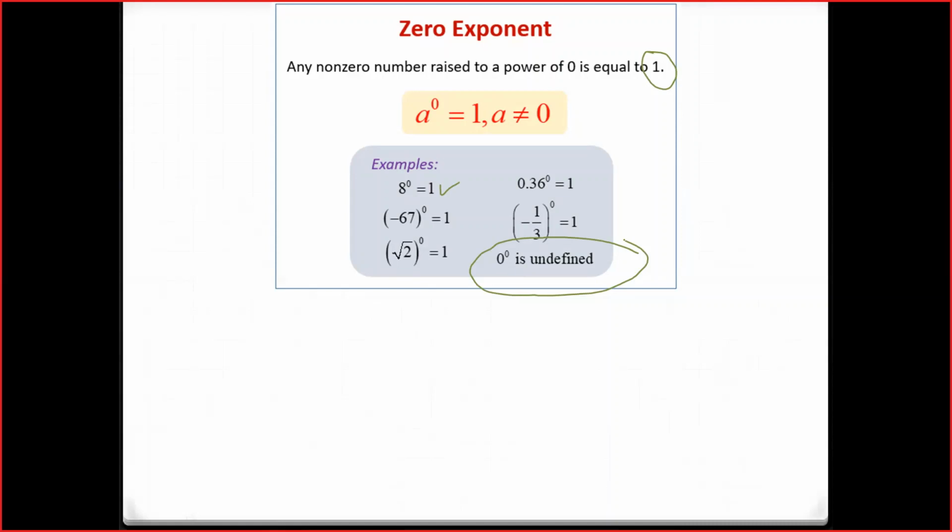So, any non-zero number, I mean all the numbers, whether positive, negative, real, or decimal, any number to the power 0, the answer is 1 except 0, because 0 to the power 0 is undefined. Deal?